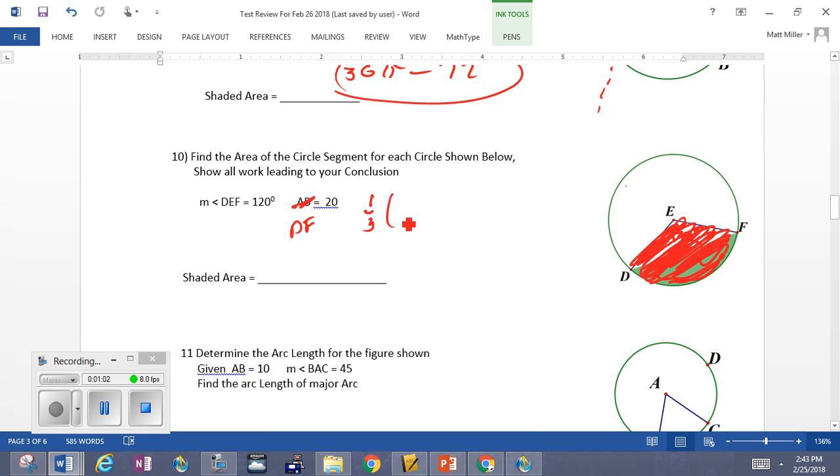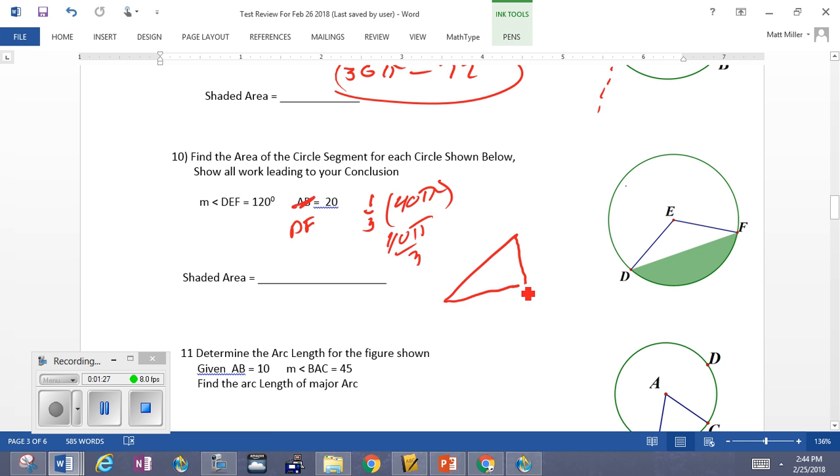It's 1/3 of what? The entire circle is pi r squared. R is 20, so it's 400 pi. Okay, so I'm just going to say it's 400 pi over 3. Now I got to take out this triangle. Now, we don't want to be tripped up with this triangle.